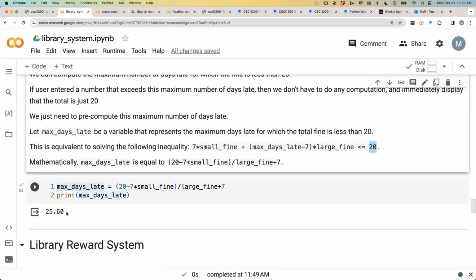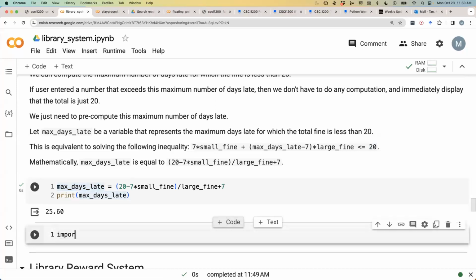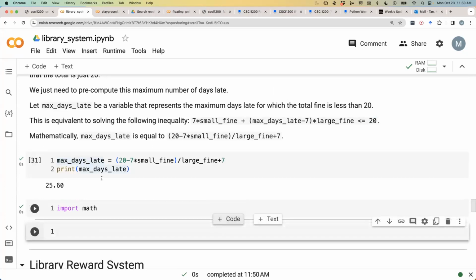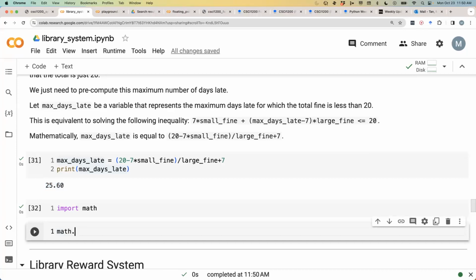But for days, we want it to be an integer. There is no half day. It's either 1 day, 2 days, which must be a whole integer value. So what's the maximum days late? We need to make it into an integer. So we import math. We take the smallest integer greater than 25.6, in this case 26. You can do so for any value using math.ceil.